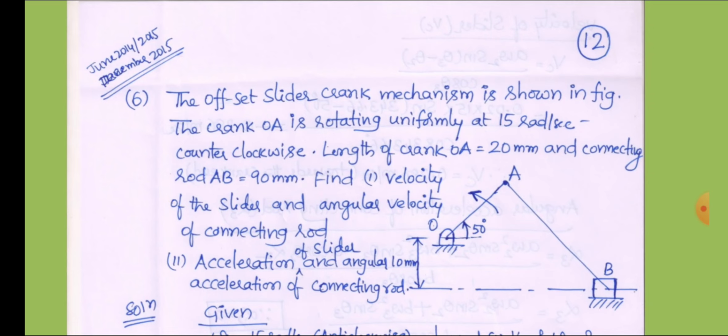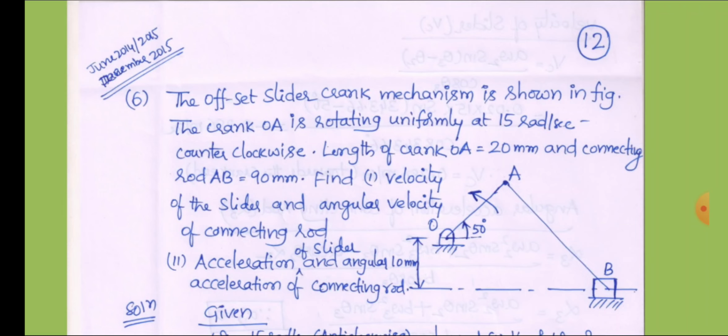Now if I read the sentence, offset slider crank mechanism is shown in figure. So what kind of offset slider crank mechanism? Where theta 1 is equal to 270 degrees, the angle made by the fixed link 1, that is point O, is 270, and the angle made by the slider, that is theta 4, is equal to 0. This is the case 2 of our offset slider crank mechanism.